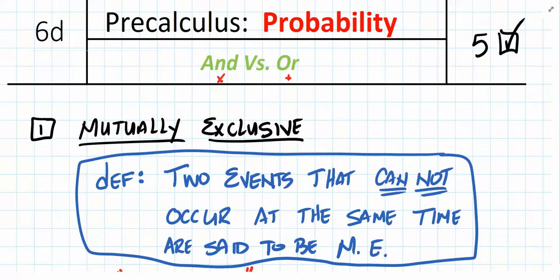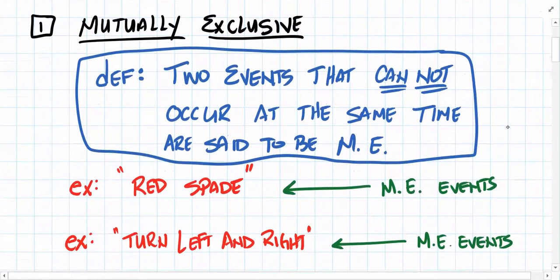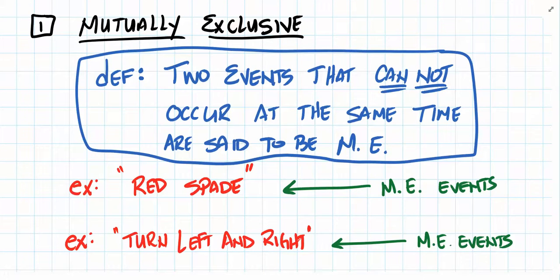The first idea that we have to understand is what mutually exclusive means. You're going to hear this word a lot in this section, so we have to understand what it means. And here's the definition. It's two events that cannot occur at the same time. Those are said to be mutually exclusive. So two events that cannot occur at the same time.